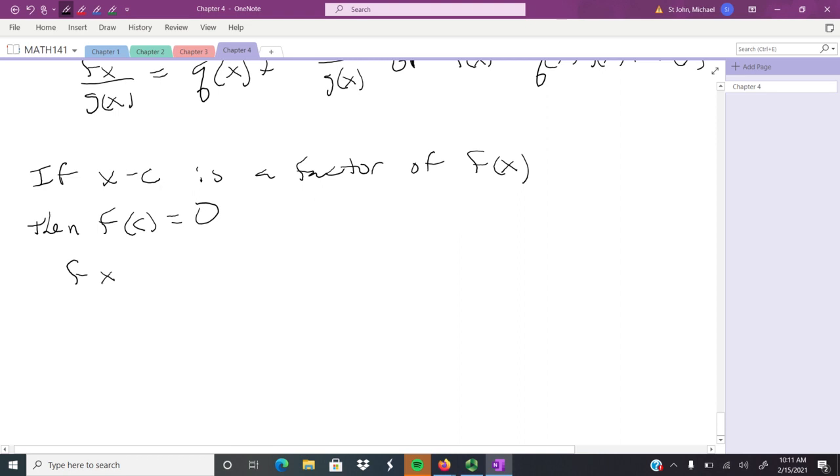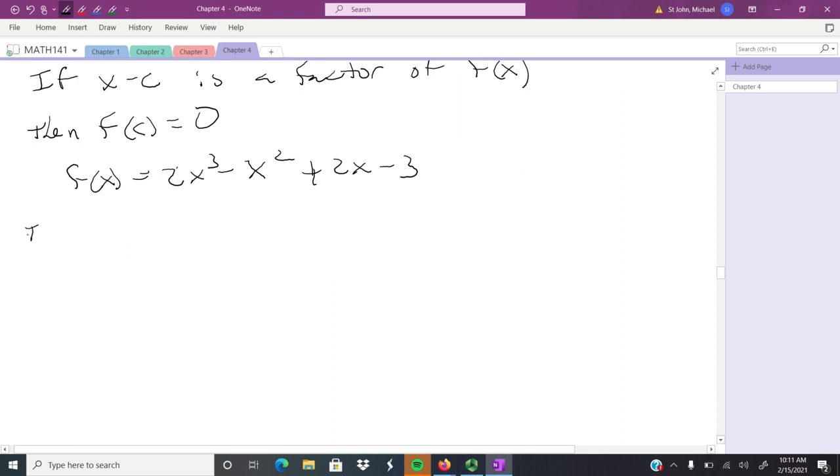So given that f of x is something like this, 2x cubed minus x squared plus 2x minus 3. And the question then is, is x minus 1 a factor? Right? So that would mean then that 2 times 1 cubed minus 1 squared plus 2 times 1 minus 3. And this does indeed equal 0. So x minus 1 is a factor, right?